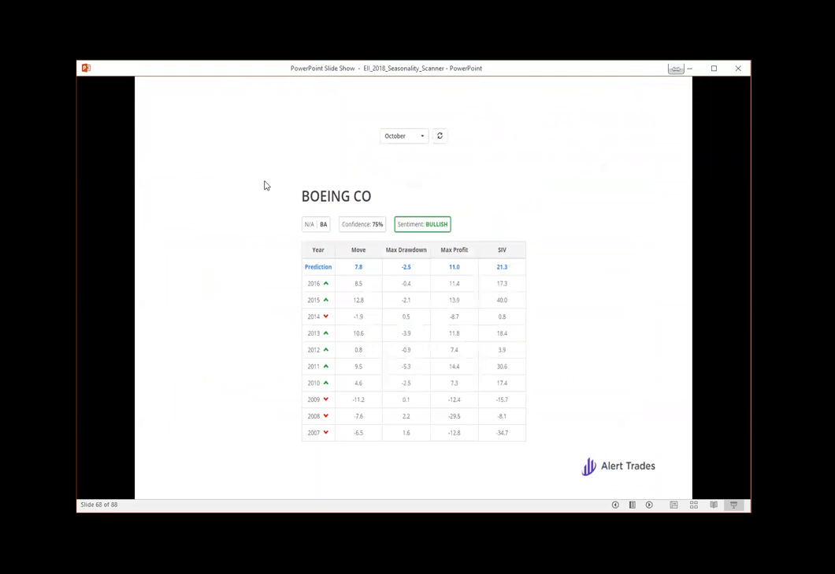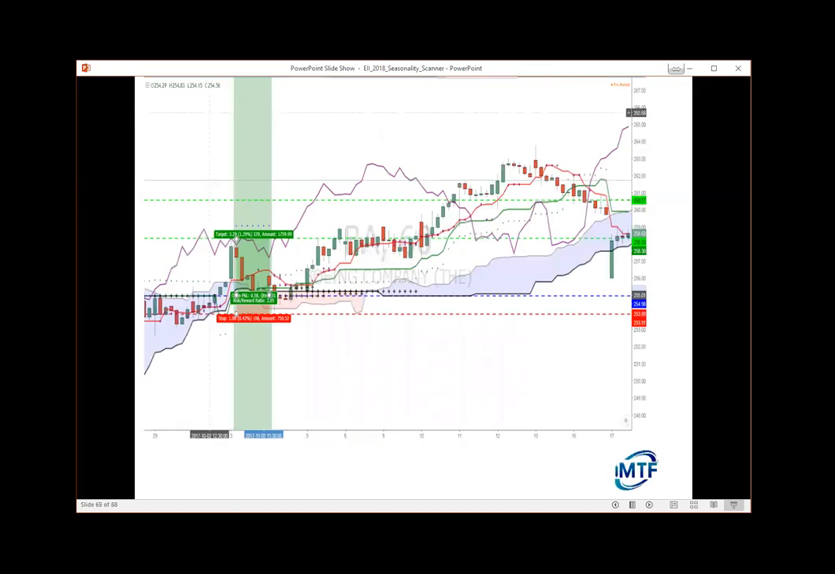And then Boeing was another great one, 75%, and then SIV of 21.3, which is pretty massive. So that's something that excites us a lot for sure. Let's look at the charts. On this one, as you can see, I saw the bullish setup and we took a pullback trade as it worked out. And we got a 3-1 risk to reward here as we exited right there. Yep, perfect.